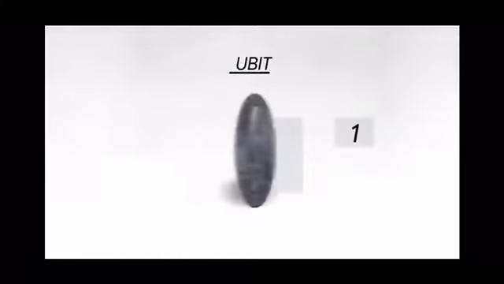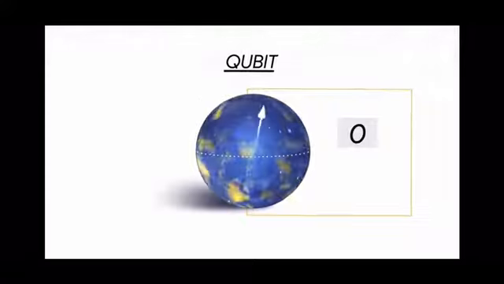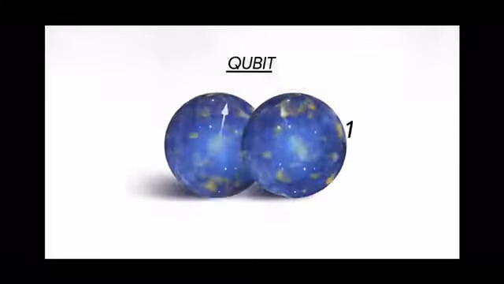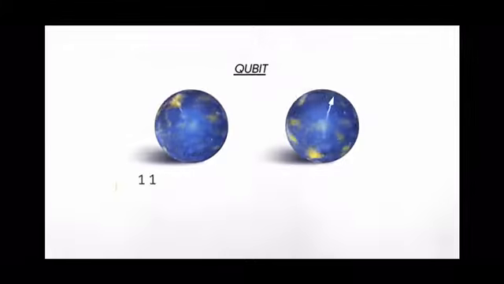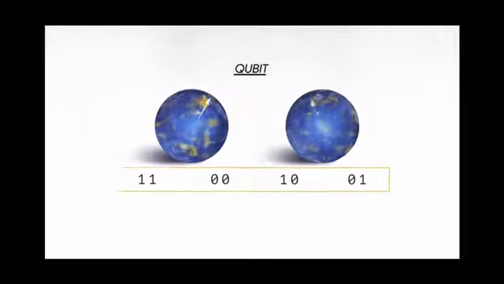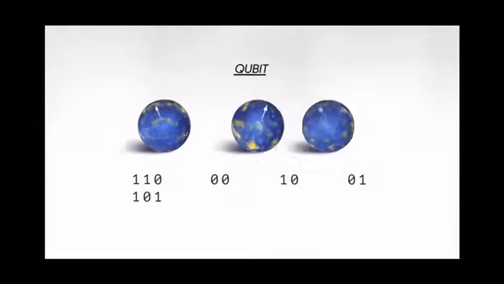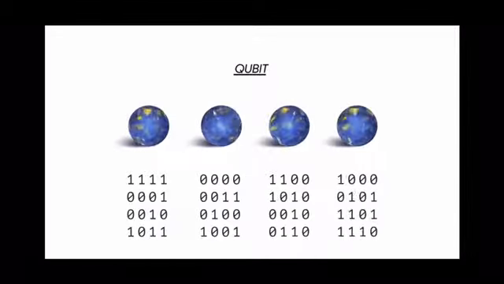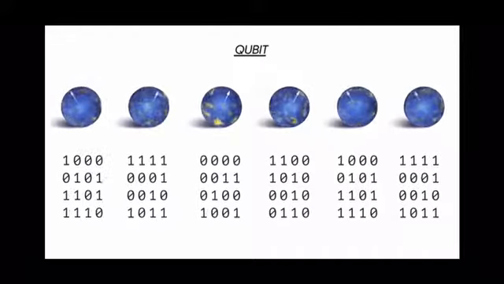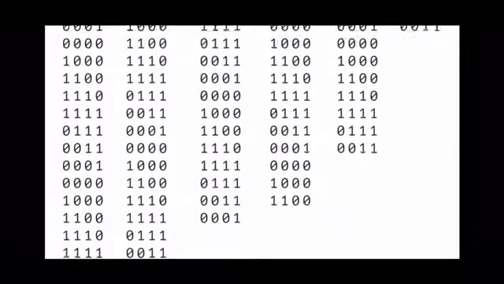The classical bit stores information as a 0 or 1, and a quantum bit can be both 0 and 1 at the same time. If you have 2 quantum bits, then there are 4 possible states that you can put in superposition. With 3 qubits, it's 8, 4 qubits, it's 16. It grows exponentially.